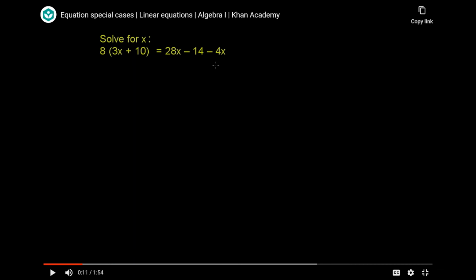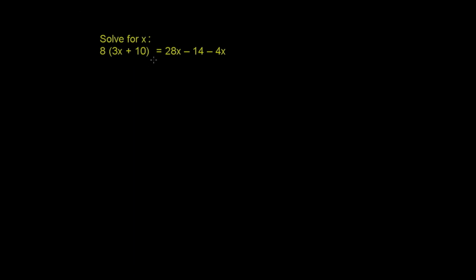Am I right? Let's see. Isolate all of the x's on one side of this equation. But before we do that, we can actually simplify each of these sides. The left-hand side, we can multiply the quantity 3x plus 10 times 8. So we're essentially just distributing the 8, distributive property right here. So this is the same thing as 8 times 3x, which is 24x, plus 8 times 10, which is 80, is equal to, and over here we have 28x minus 14 minus 4x.